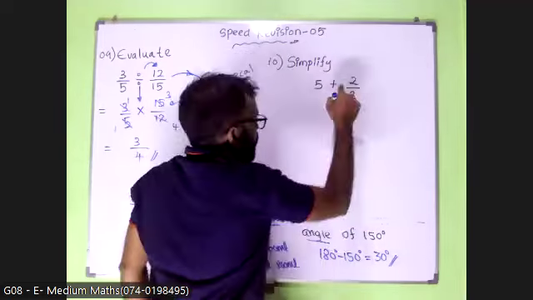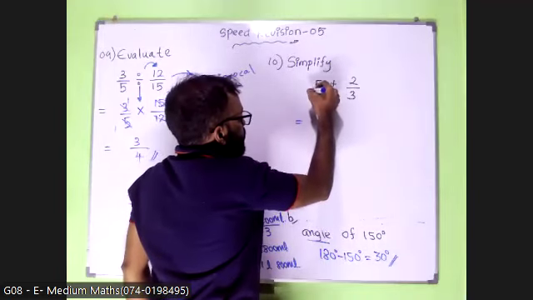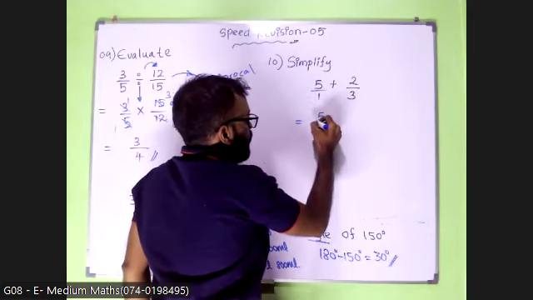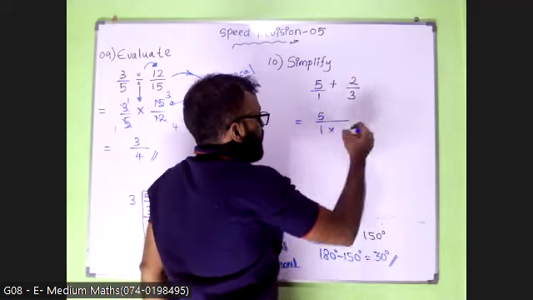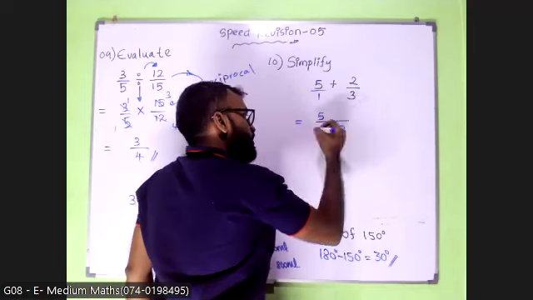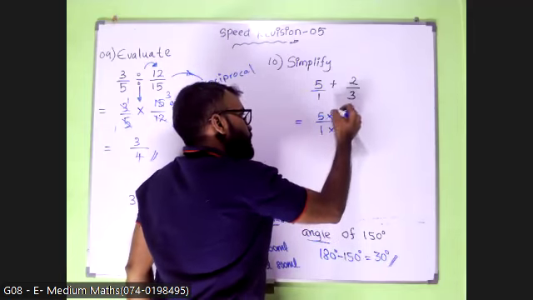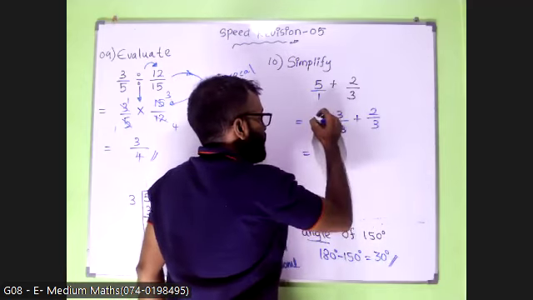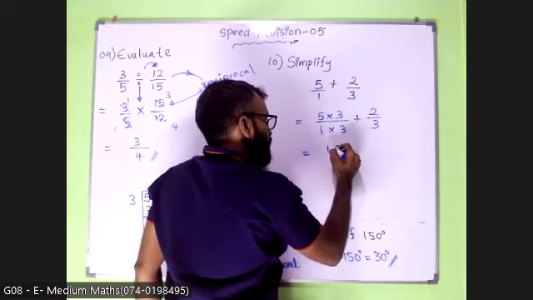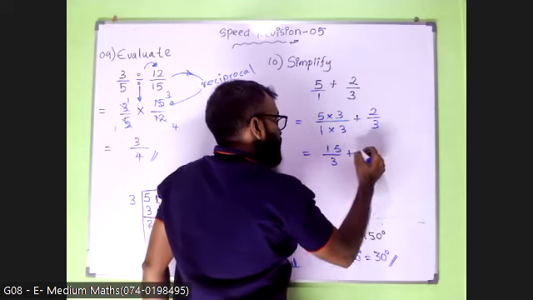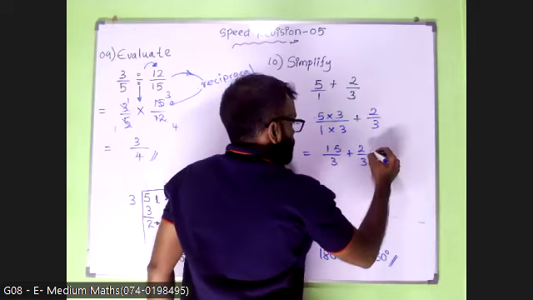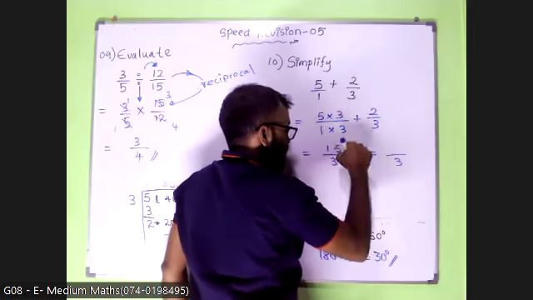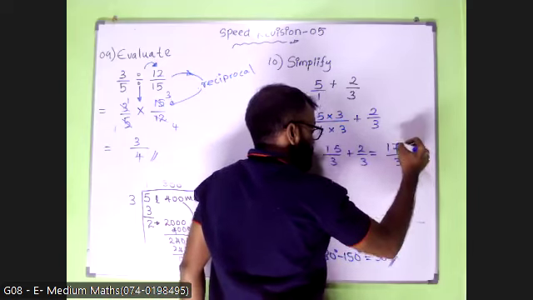Simplify 5 plus 2/3. The 5 has the denominator 1, so 5/1. I need to make sure that I have equal denominators, so multiply the denominator by 3 and the numerator by 3. 5 times 3, 15, 1 times 3, 3, plus 2/3. Denominators are equal, so you can add them. 15 plus 2, 17/3. This is an improper fraction.